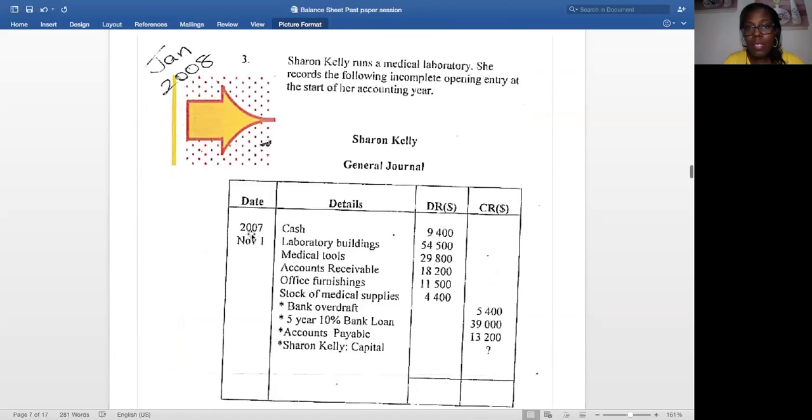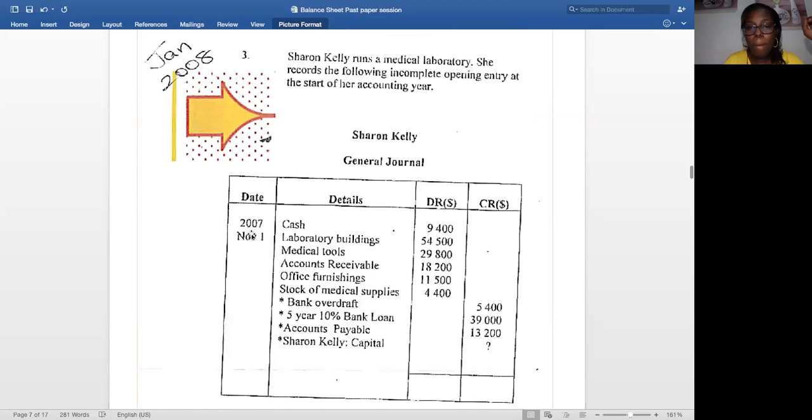Let's look at this one, Sharon Kelly. I hope you guys are seeing it clearly. If not, please refer to what I would have sent you via email. So Sharon Kelly runs a medical laboratory, and I love this question because it's not the typical question. I went back to 2008 to find a challenging question because I feel like once you can do the more challenging question, it builds your confidence, and once you can do the challenging question, easier questions are a breeze.